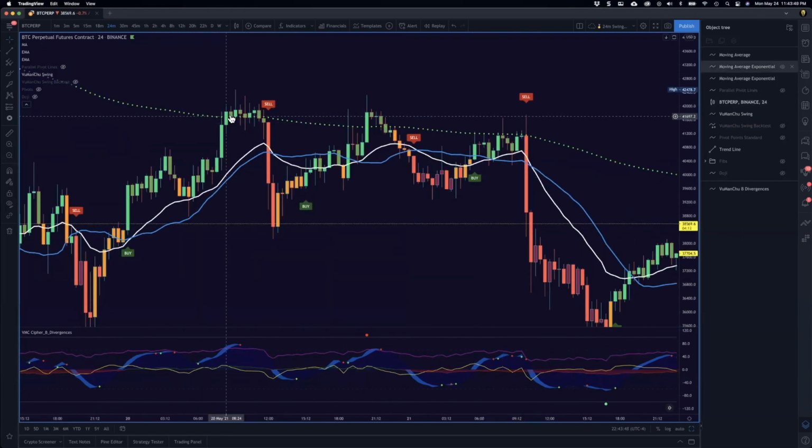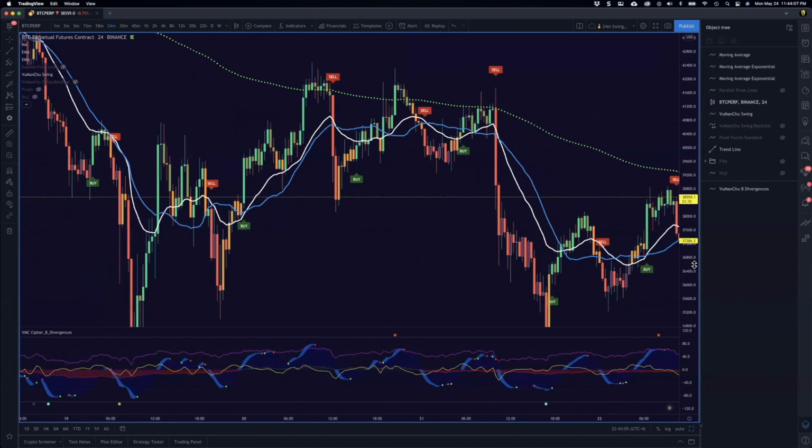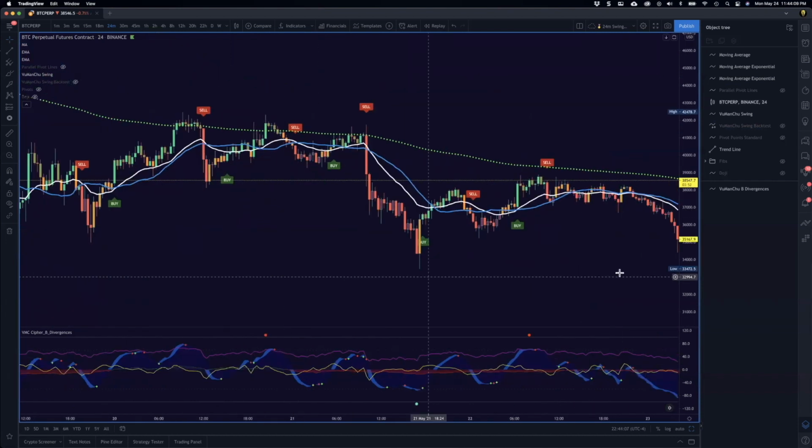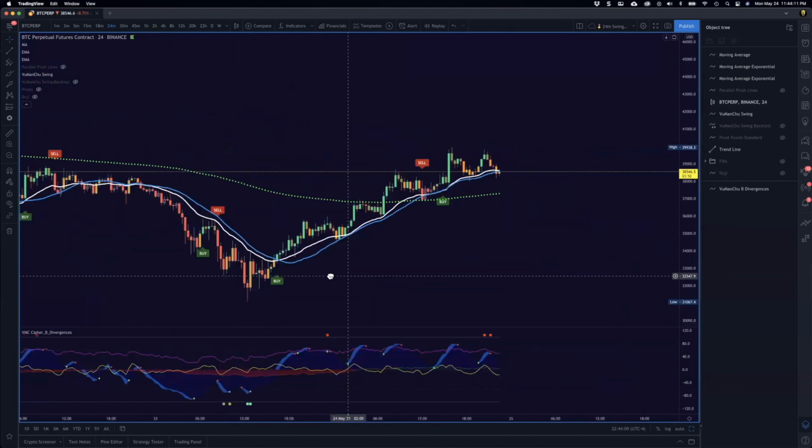You could see it tried to find support, wicked below it, tried to find support, couldn't find it, went below, went back, bounced, finally got over it, couldn't find enough energy again, volume was weak, came back down again. Look, bang, bang, bang. So definitely a very powerful indicator to have on your screen.